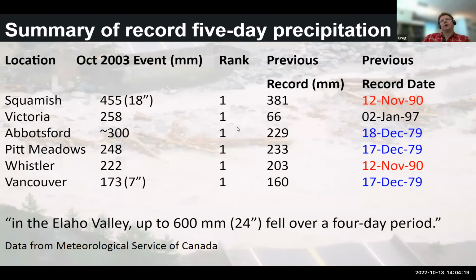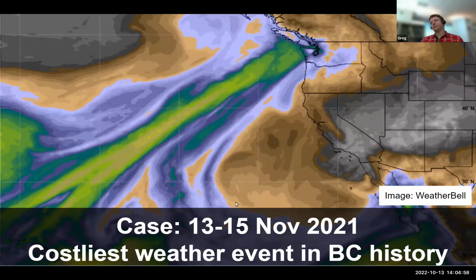So these are some rainfall totals from the event, 5-day totals. Some really astounding totals here. 455 millimeters, which is about 18 inches, in Squamish over the period, which pretty well obliterated the previous record. And then lots of other totals in the 200 to 300 millimeter range. It's estimated that in the Illaho Valley, which is a bit west of the Sea to Sky Highway, up to 600 millimeters fell over a 4-day period. So really unprecedented, outstanding precipitation totals from that.